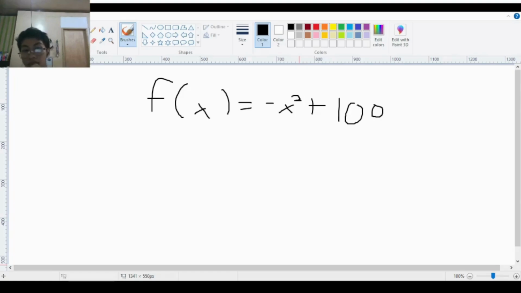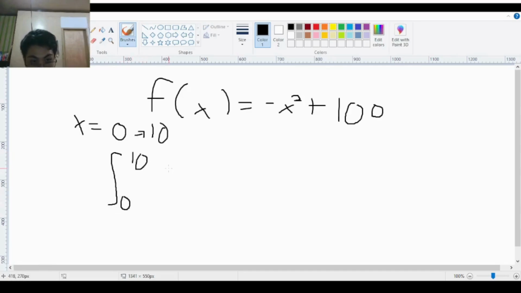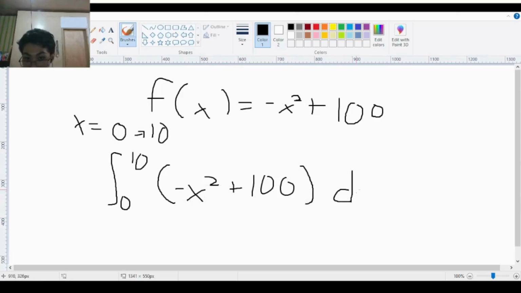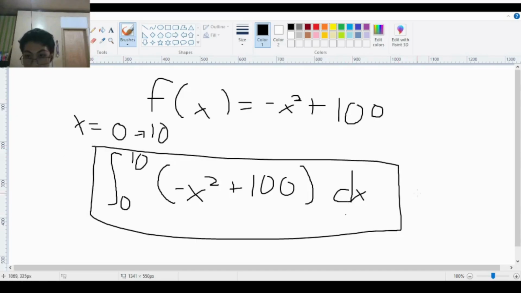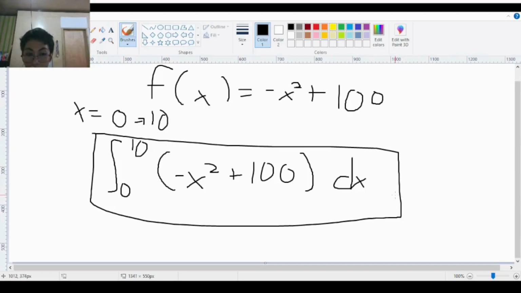Well, let's say we integrate it from x equals 0 to x equals 10. So x equals 0 to 10. Well, this is how it would look like. Integral from 0 to 10 of negative x squared plus 100. Of course, we shouldn't forget the dx. So this is our formula.